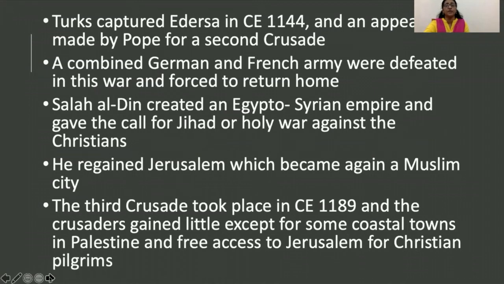A combined German and French army were defeated in this war and forced to return home. Salahuddin created an Egypto-Syrian empire and gave the call for jihad, or holy war, against the Christians. He regained Jerusalem, which became again a Muslim city. The Third Crusade took place in CE 1189 and the Crusaders gained little except for some coastal towns in Palestine and free access to Jerusalem for Christian pilgrims.